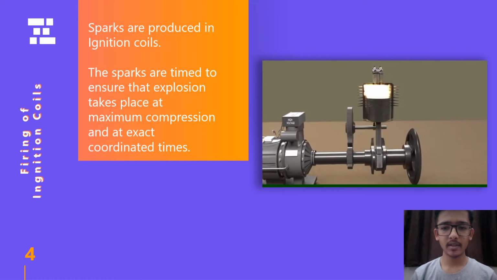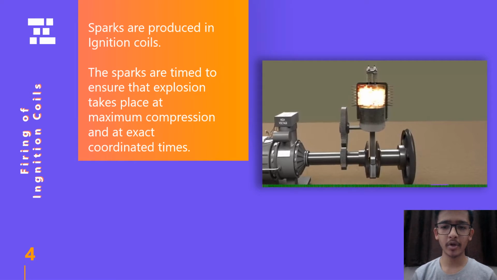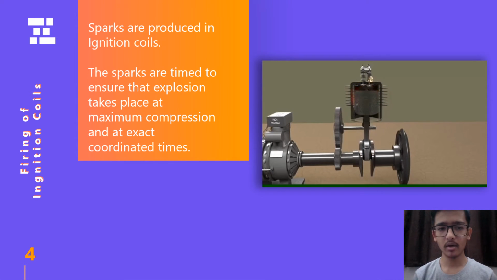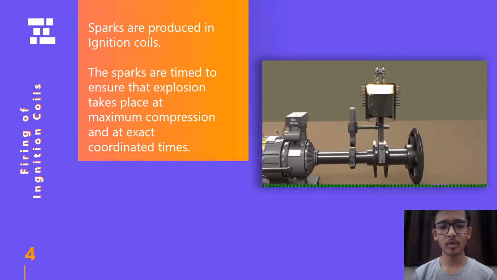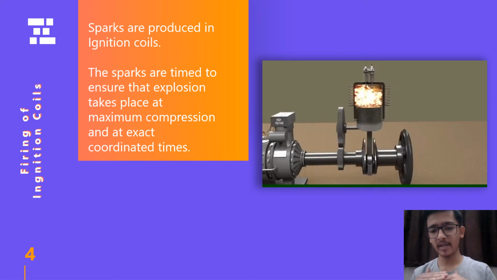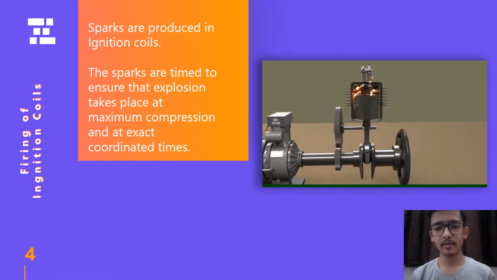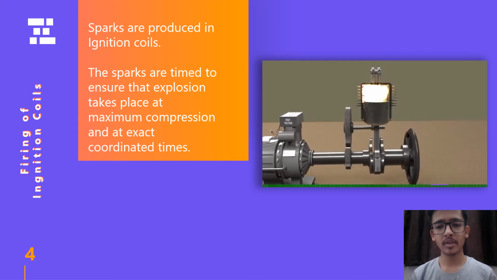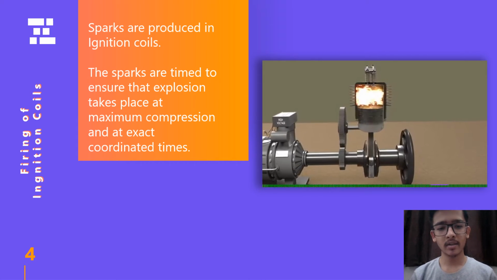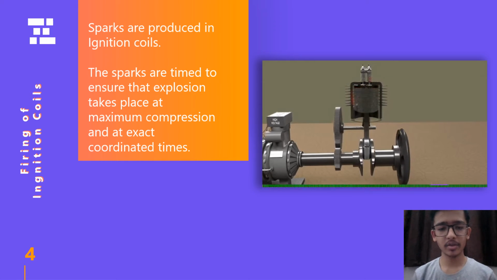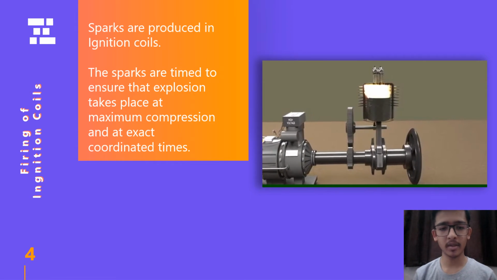Now this ignition is achieved through a spark produced across the two terminals of the spark plug, and these sparks are timed to perfection to ensure that the explosion takes place when the fuel is compressed to the maximum amount, so that the explosion is of maximum extent, and also the different pistons explode at a coordinated time so that the crankshaft rotates in a continuous manner, and then the gear assembly and ultimately the wheel.